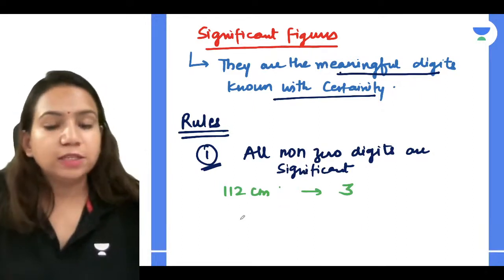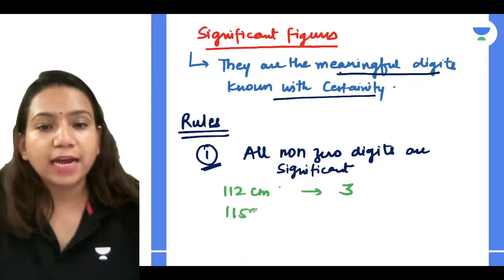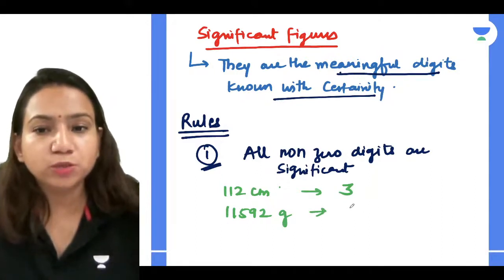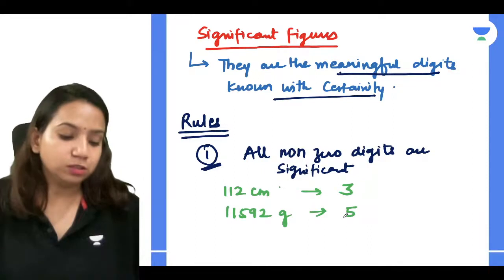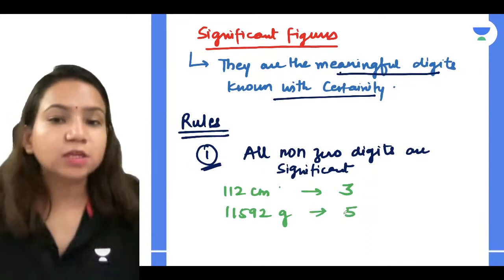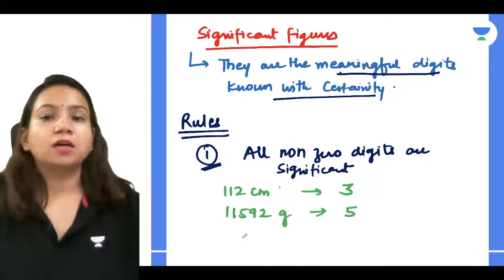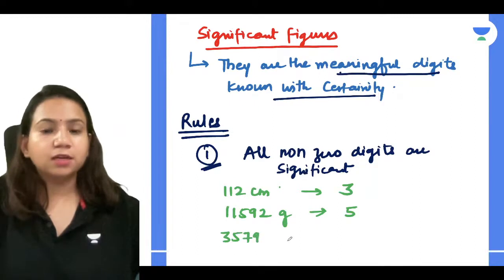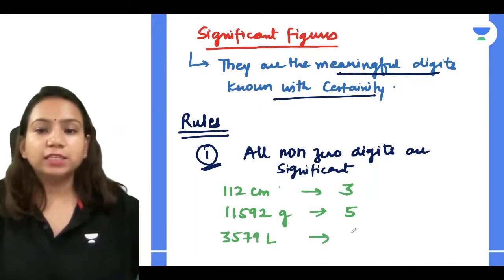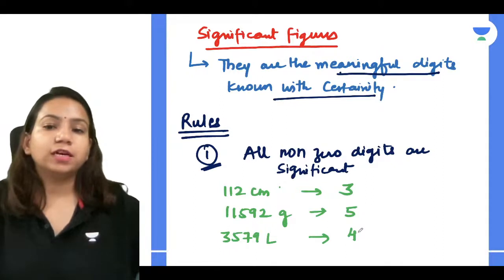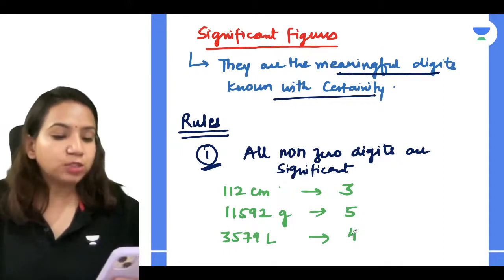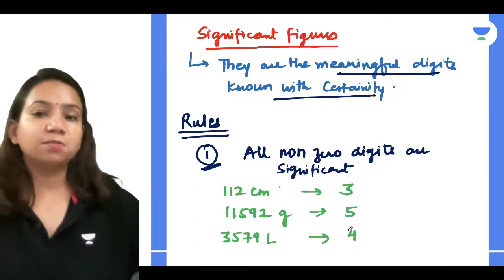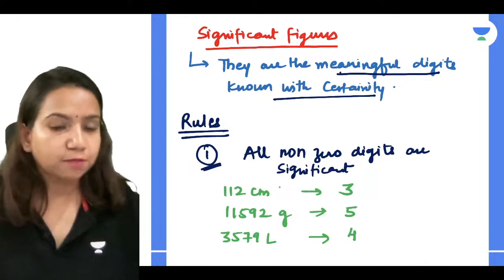If it is written, say, 11592 grams, all digits are non-zero, so there will be 5 significant figures. So all non-zero digits you have to consider; they are significant. Understood, guys? 3579 liter: there are 4 significant figures. It's very simple. All non-zero digits are significant. Anytime they are mentioned, you just count all of them.